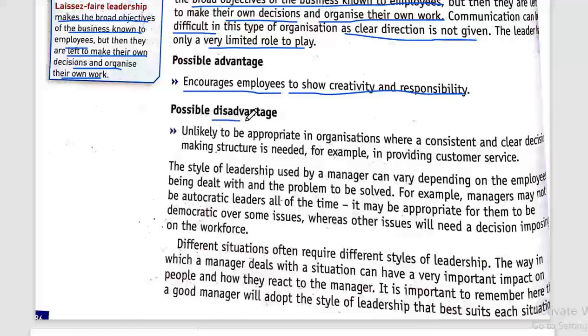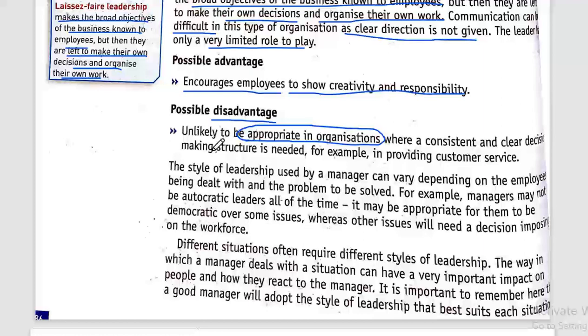Meanwhile, a disadvantage: it's unlikely to be appropriate in an organization where a constant and clear decision-making structure is needed, for example, providing customer service. It doesn't work. It's not appropriate in an organization where constant guidance is needed, or a constant helper is needed, or a manager is needed.